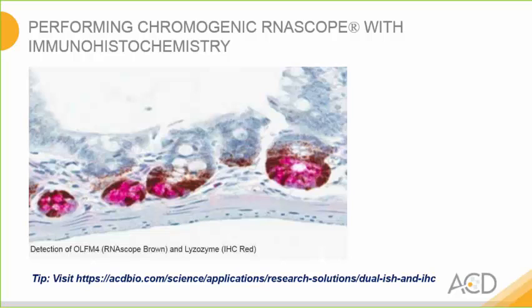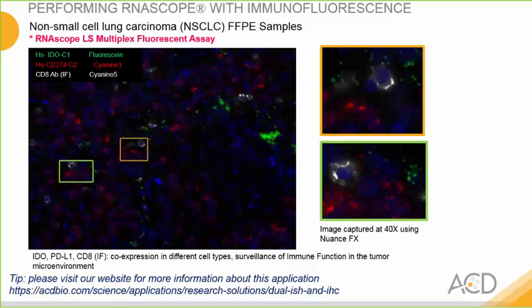So this is a double ISH and IHC with red-brown, detecting RNAscope in brown here, and then the antibody shown in red. Sorry, IHC in red. And this is a non-small cell lung carcinoma showing RNAscope signal in red and green, and the immunofluorescence in far red, pseudo-colored in white. So please visit our website under the Science tab for more information about this application.